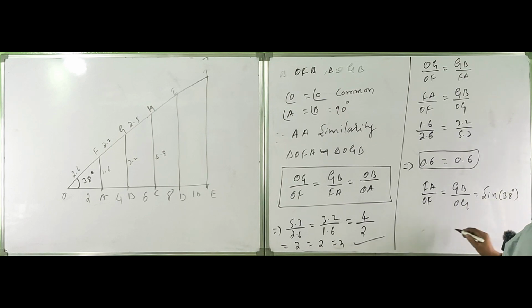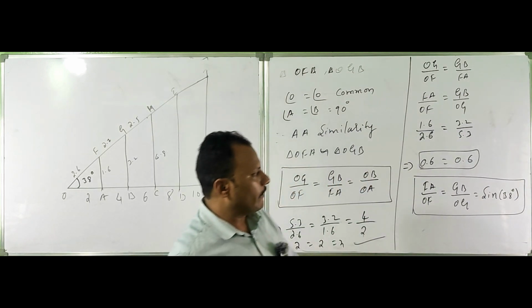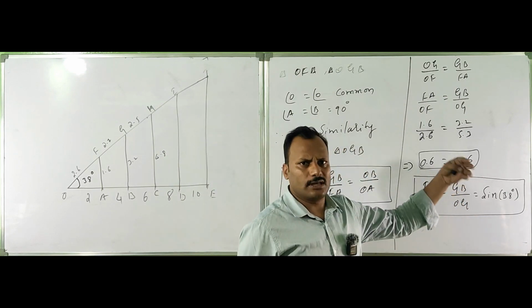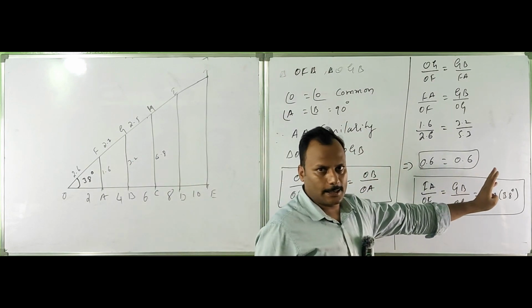If you know these things already, you can go home and check on the Casio calculator what the value of sine 38 degree is. It gives some digits also, but the beginning is 0.6.